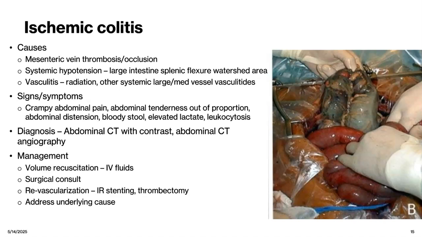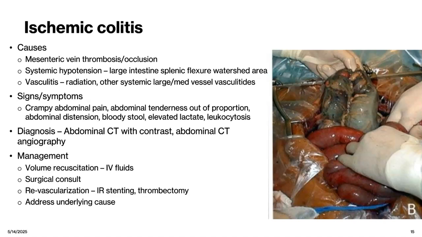Other causes can include vasculitis caused by radiation or other systemic large or medium vessel vasculitides. Symptoms and signs of ischemic colitis are crampy abdominal pain, tenderness out of proportion to the pressure used for palpation, abdominal distension, bloody stools, elevated lactate, and often a leukocytosis. This can progress to lactic acidosis and multisystem organ failure.